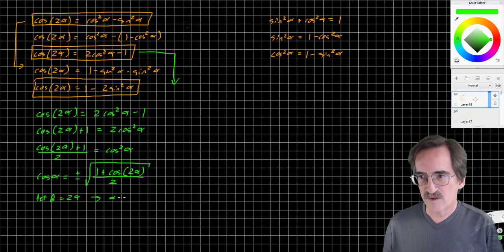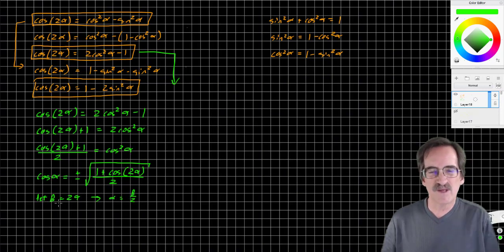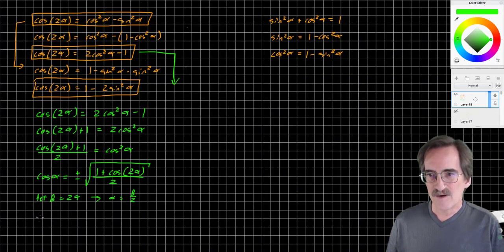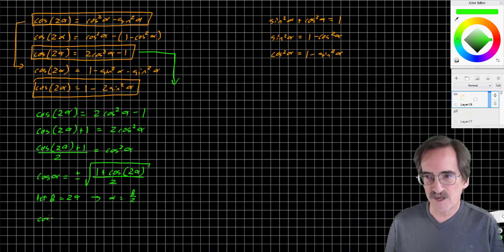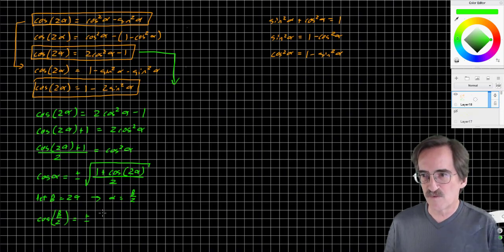Then alpha is beta divided by 2. Right? It can be any letter you want. So this becomes cosine beta divided by 2 equals plus or minus the square root of 1 plus cosine 2 alpha, where 2 alpha is beta, so cosine beta over 2. And there is the first half angle identity.